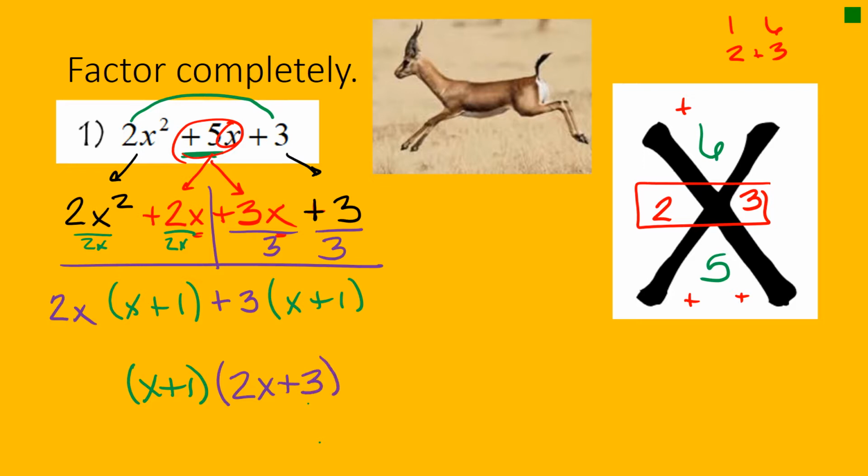Now remember, you could have it this way. You can have 2x plus 3 times x plus 1. We don't care, okay? We don't care. Commutative property exists in multiplication. We can do it either way.